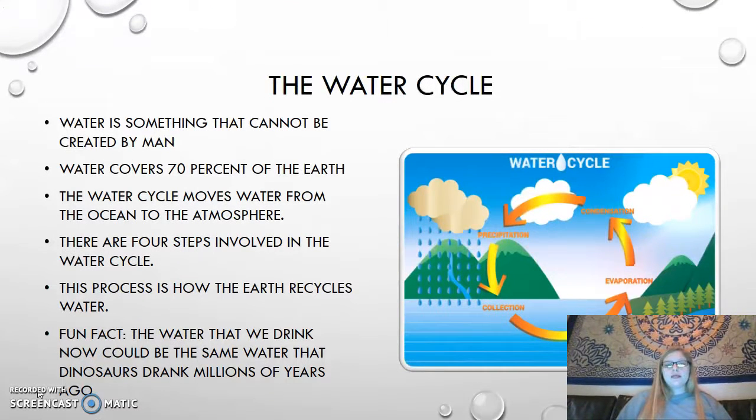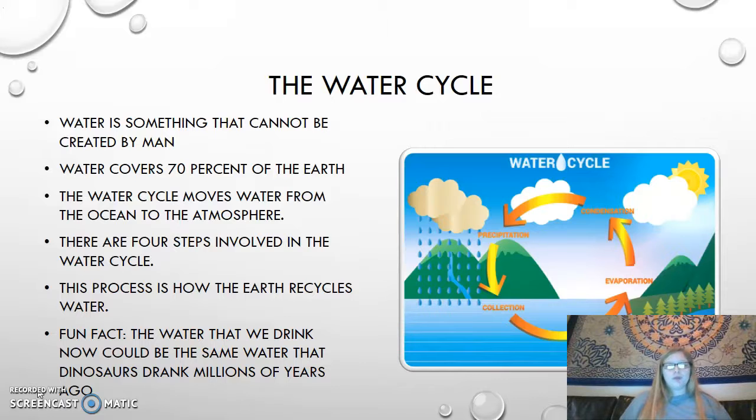So, the water cycle is a process that moves water from the ocean to the atmosphere. Water is something that cannot be created by man, and it covers 70% of the earth. So, water is really a big deal to us, as you know. There are 4 steps involved in the water cycle.